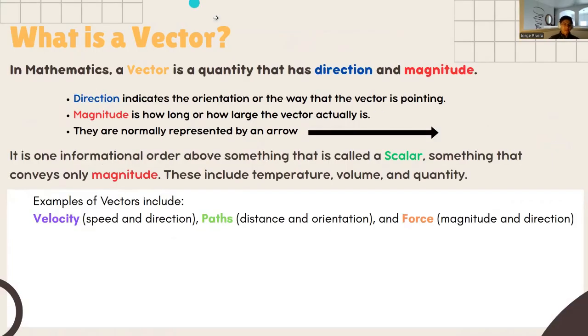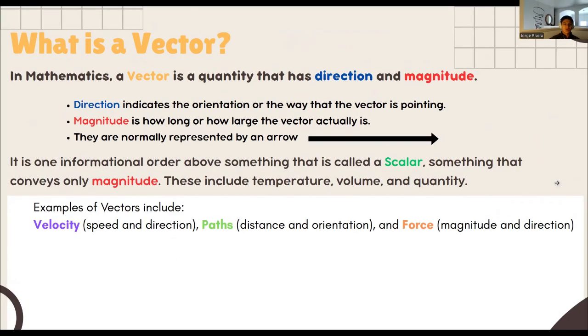So let's ask ourselves, what is a vector? In mathematics, a vector is a quantity that has both direction and magnitude. Direction indicates the orientation, or the way that the vector is pointing. Magnitude is how long or how large the vector actually is, or how much the vector represents. Vectors are normally represented by an arrow. We can see this vector has a relative magnitude. It's medium size, right? And its direction is to the right.